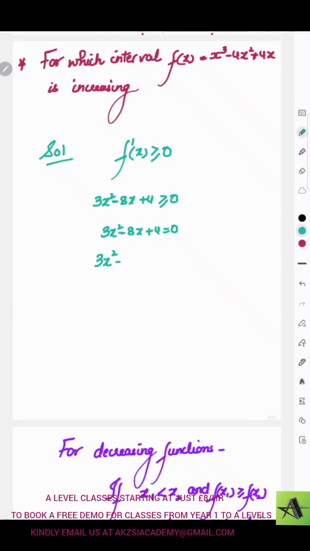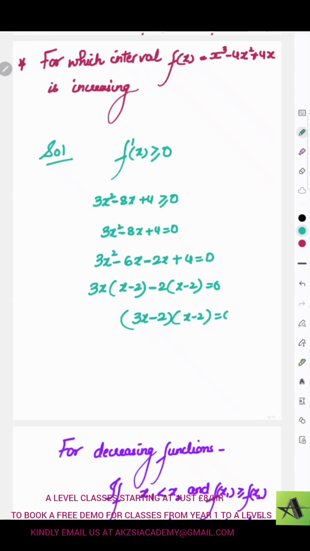3x squared minus 6x minus 2x plus 4 equals 0. Taking out 3x as common, it's x minus 2, and here minus 2 is common, x minus 2. Now the final factors are 3x minus 2 and x minus 2. From here I'll get x1 as 2 and x2 as 2 over 3.